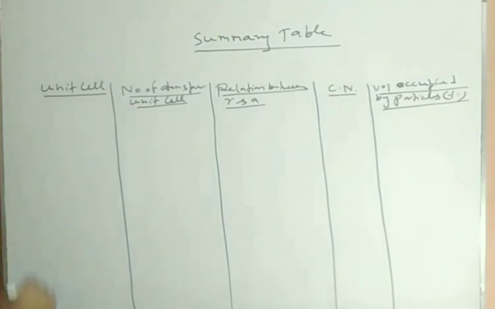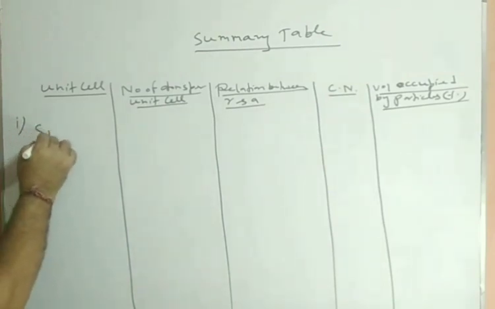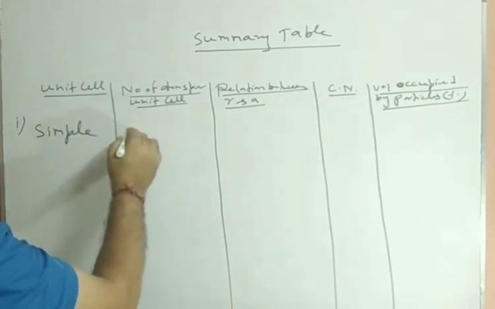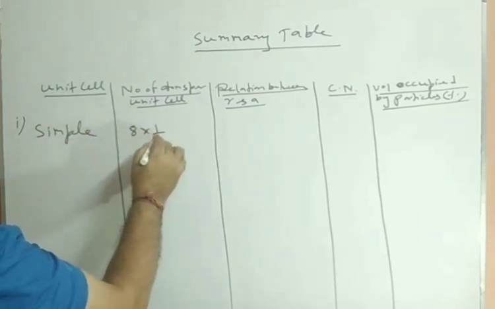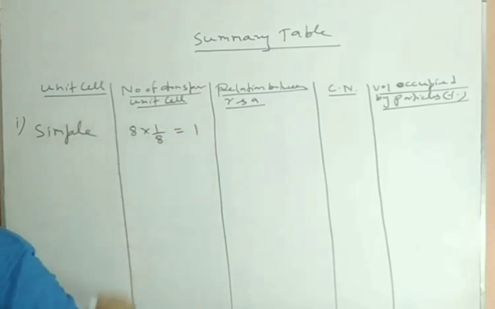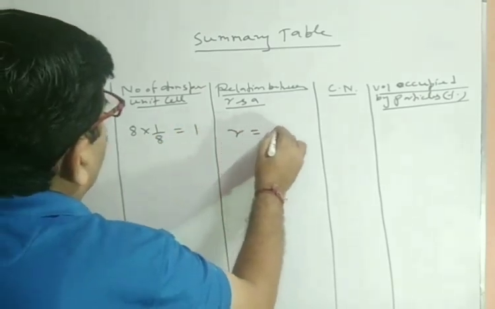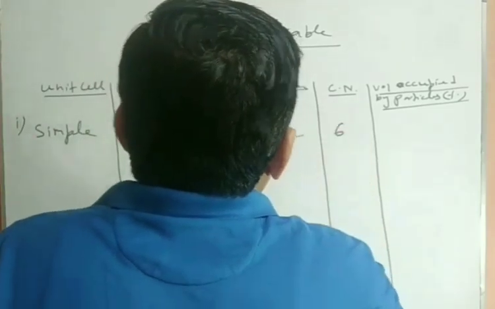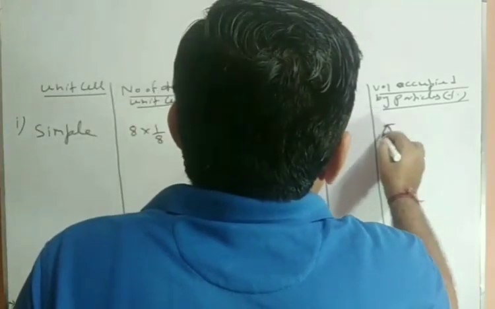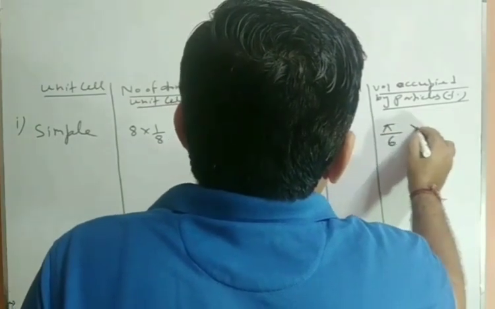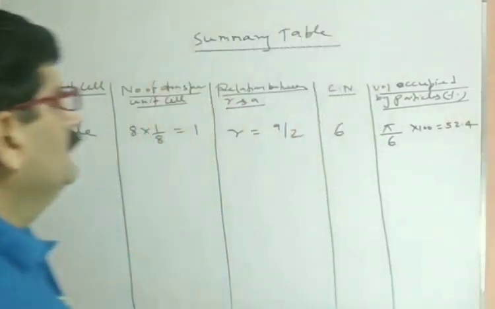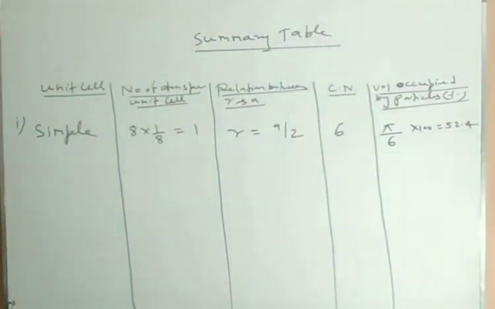So for unit cell, first we write simple. Number of atoms per unit cell: 8 into 1 by 8 is equal to what? 1. R is equal to A by 2, coordination number 6, and volume occupied is pi by 6 into 100, equal to 52.4.